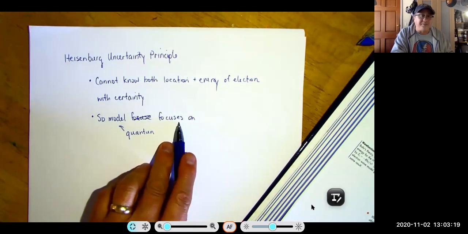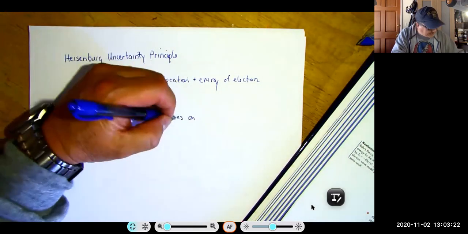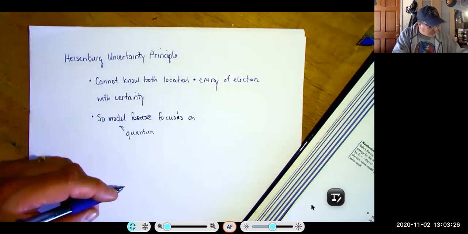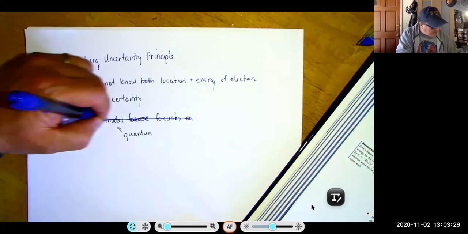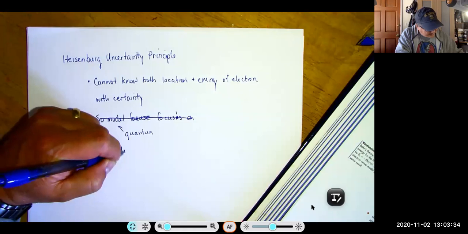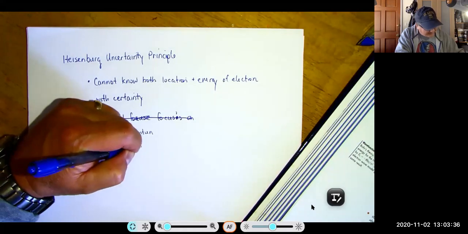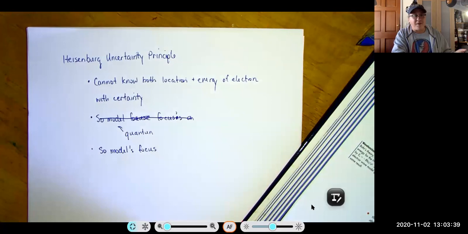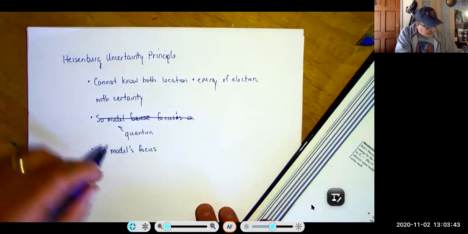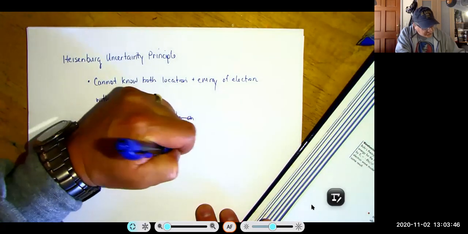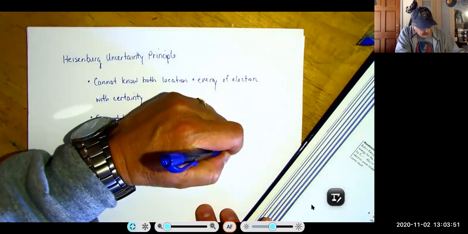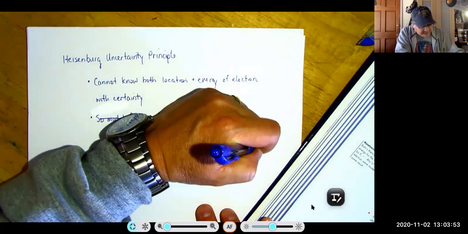I don't think that's the right spelling of focuses. Maybe it's supposed to be an S. So the models, you know what I can do here? I can get rid of that. I don't know what to do there. So I'm going to say, so the model's focus. That's my way around not knowing what to do with focuses. So the model's focus is on certainty of energy and uncertainty of location.